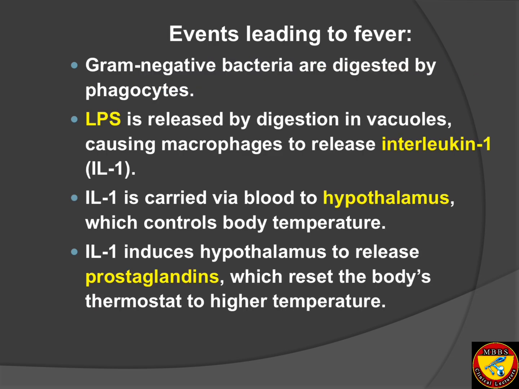And what events lead to fever by means of endotoxin? These gram-negative bacteria are digested by the phagocytes, by our neutrophils. And this lipopolysaccharide is released by digestion in the vacuoles, causing macrophages to release interleukin 1. And when interleukin 1 is released, it is carried via blood to the hypothalamus, which controls body temperature. And this interleukin 1 induces the hypothalamus to release prostaglandins, which resets the body's thermostat to a higher temperature. Hence, the fever sets in a patient.